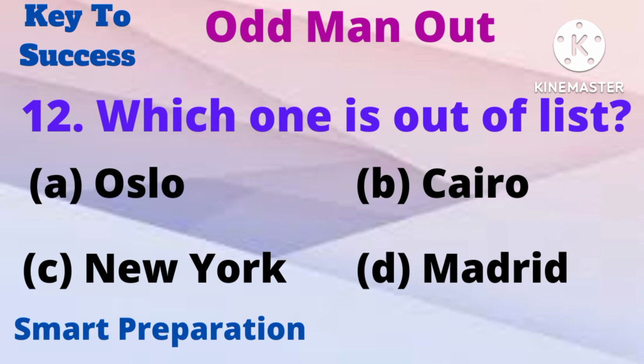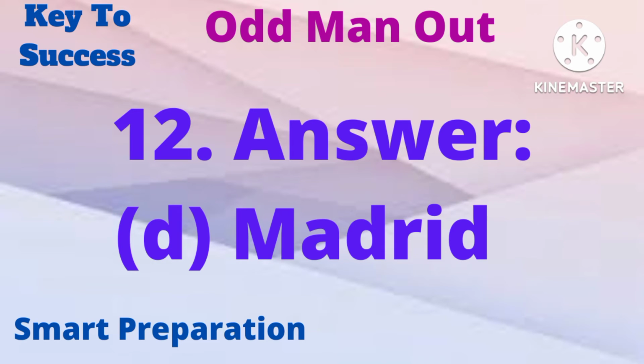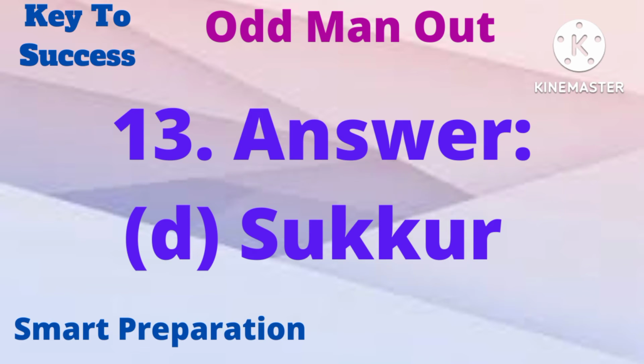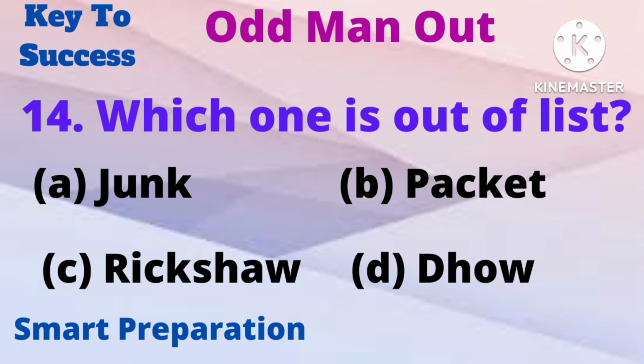Which one is out of list? A Oslo, B Cairo, C New York, D Madrid. Which one is out of list? A Lahore, B Rawalpindi, C Multan, D Sukkur. Which one is out of list? A junk, B packet, C rickshaw, D Dow.